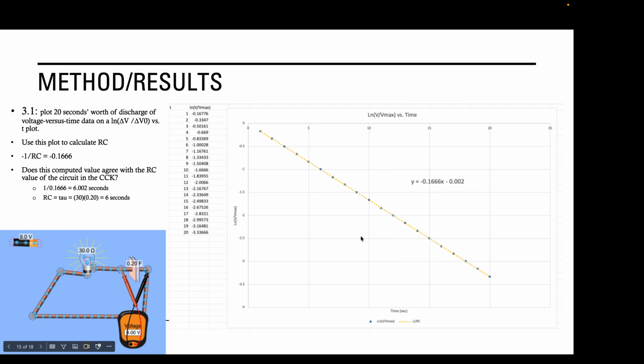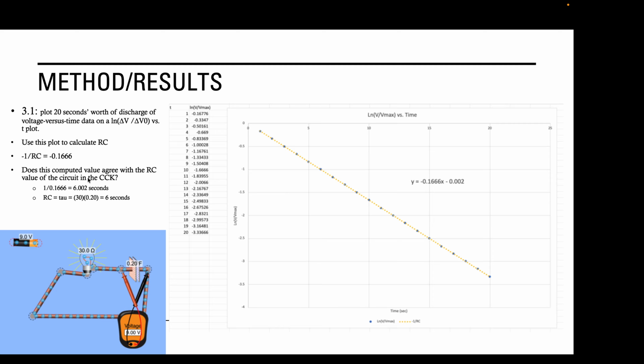Here, for 3.1, we are plotting a 20-second discharge. So plot 20 seconds worth of discharge of voltage versus time on a natural log of delta V over delta V max versus t plot. Here we see it is going down linearly based on the blue dots, and we use this to calculate RC. This green slope represents negative 1 over RC, which is equal to negative 0.16666.